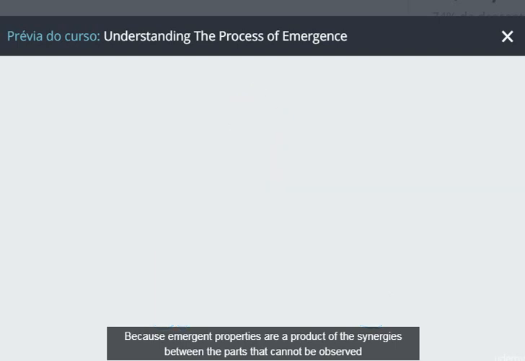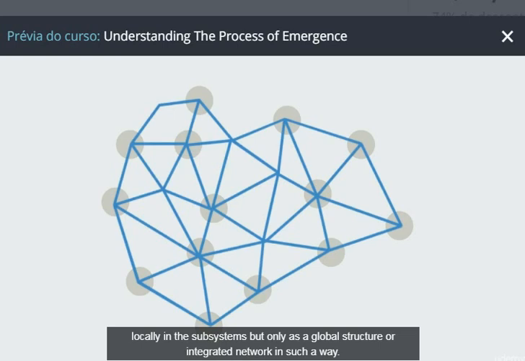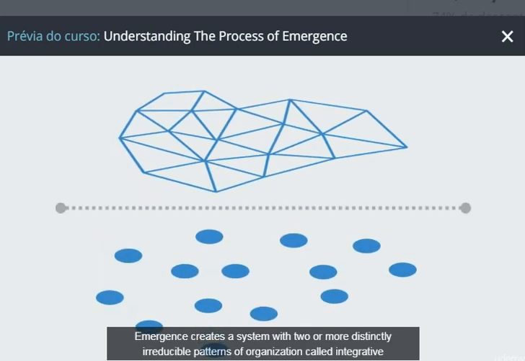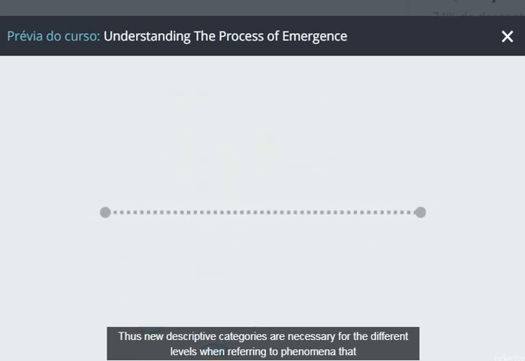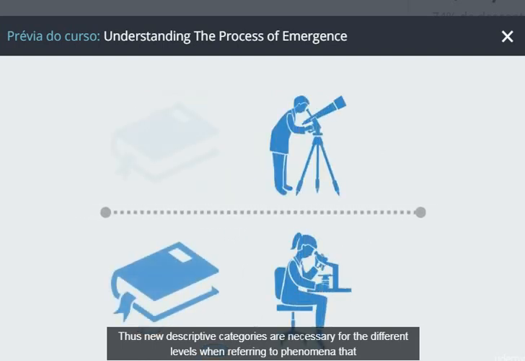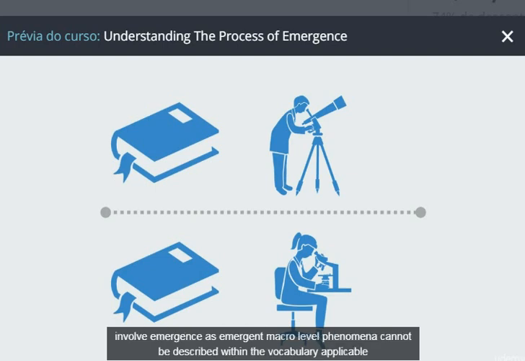Because emergent properties are a product of the synergies between the parts, they cannot be observed locally in the subsystems, but only as a global structure or integrated network. In such a way, emergence creates a system with two or more distinctly irreducible patterns of organization called integrative levels. Thus, new descriptive categories are necessary for the different levels when referring to phenomena that involve emergence, as emergent macro-level phenomena cannot be described within the vocabulary applicable to the parts. These emergent features require new terms and new concepts to categorize them.